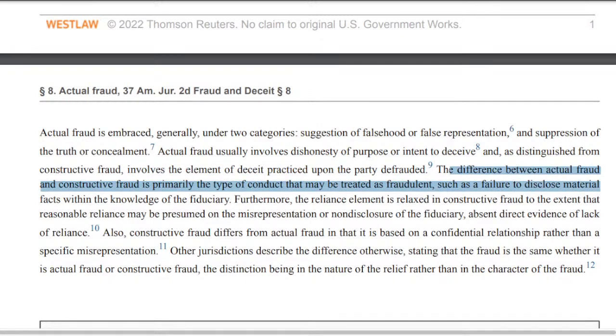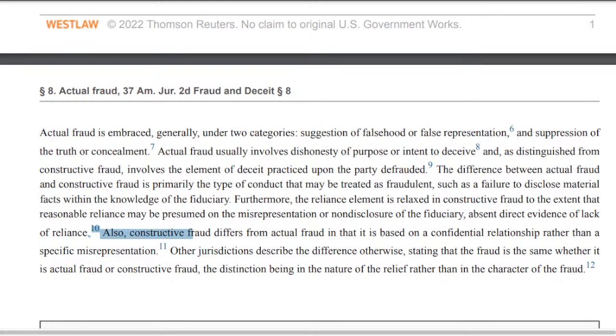The difference between actual fraud and constructive fraud is primarily the type of conduct that may be treated as fraudulent, such as a failure to disclose material facts within the knowledge of the fiduciary. Furthermore, the reliance element is relaxed in a constructive fraud to the extent that reasonable reliance may be presumed on the misrepresentation or non-disclosure of the fiduciary, absent direct evidence of lack of reliance. Remember, the fiduciary is your commitment to do it in the best interest. Absent direct evidence of lack of reliance.